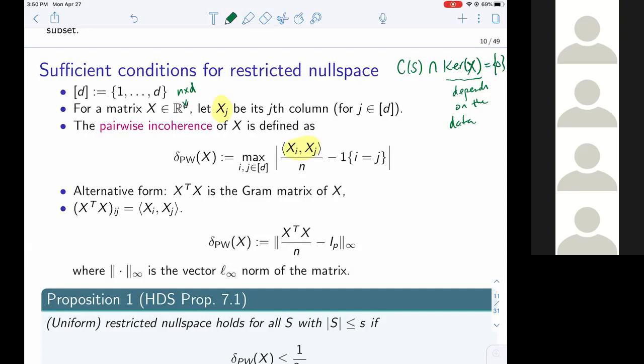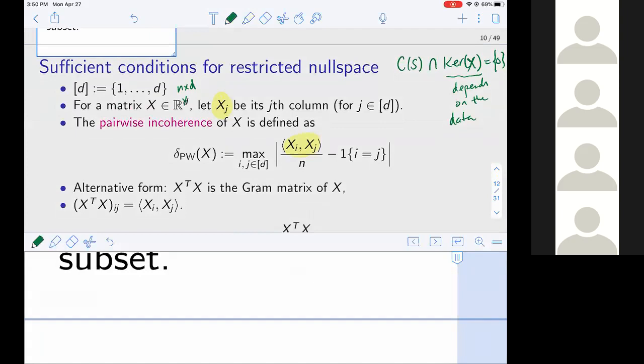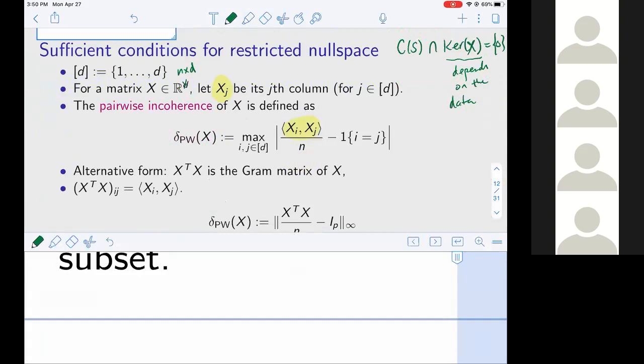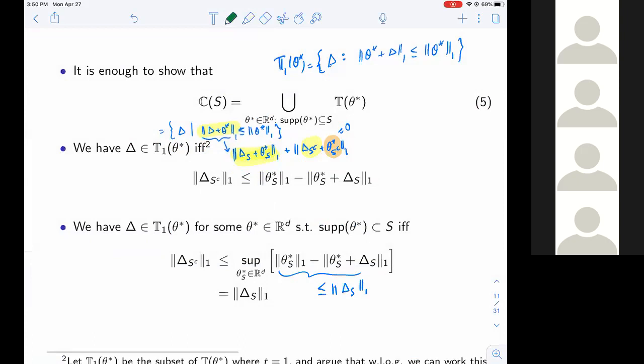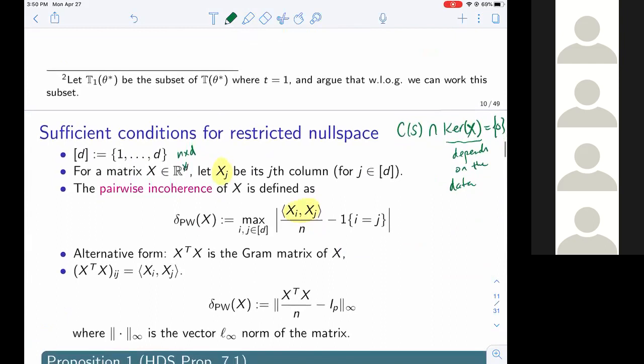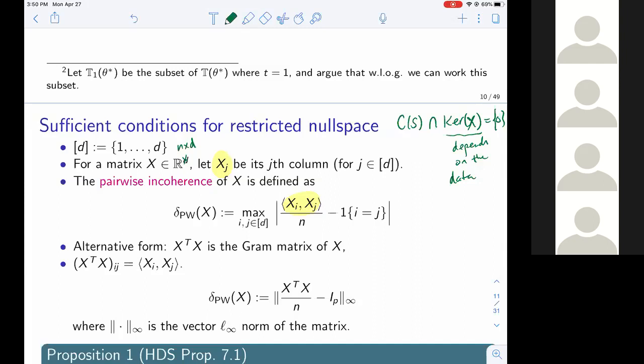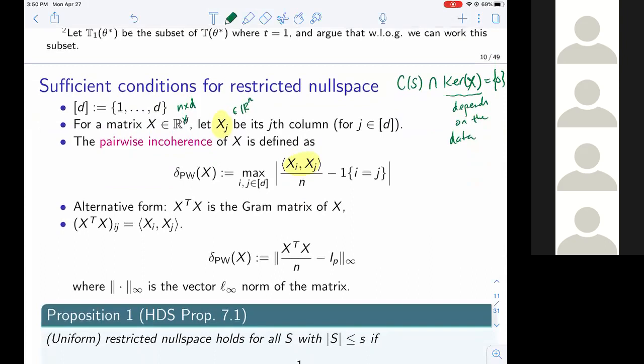Sorry, I believe I made a mistake. Let's see. Yeah, so each Xj is in R^n, the size of the sample size. So this normalization makes sense, as we'll see.